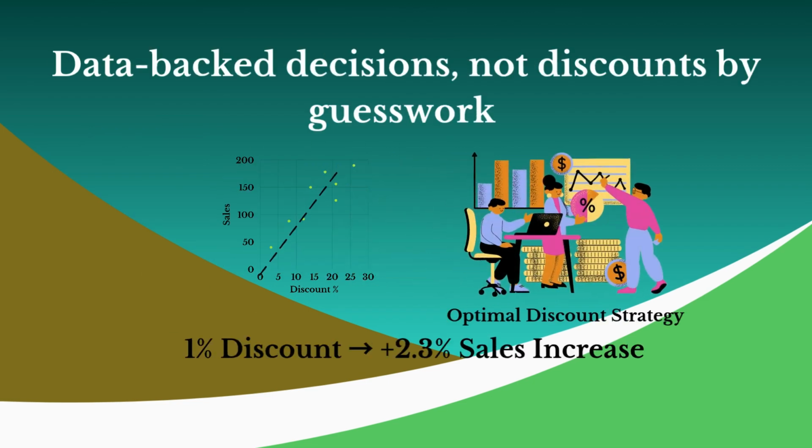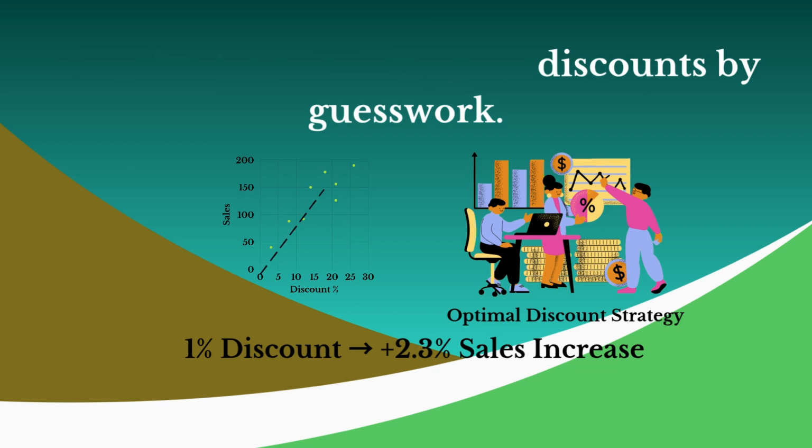E-commerce company wants to understand how discount influences sales volume. Using regression, they discovered that for every 1% discount, sales increase by 2.3%. This insight helps pricing team forecast impact of promotions and optimize profit margin.